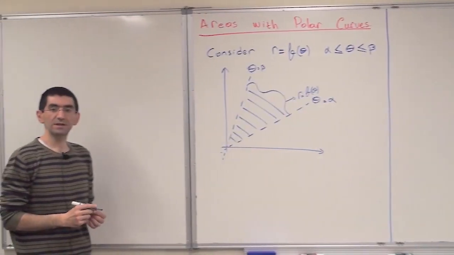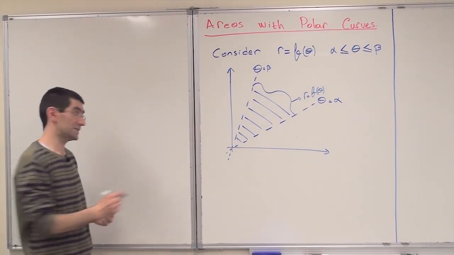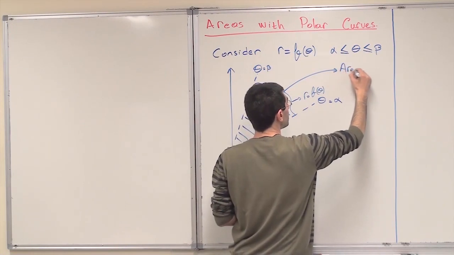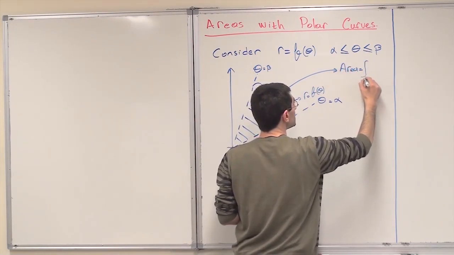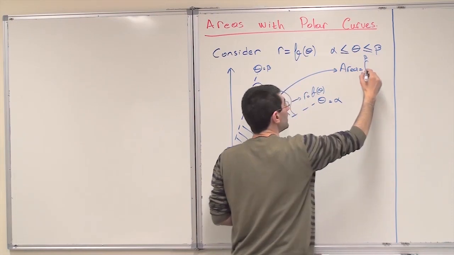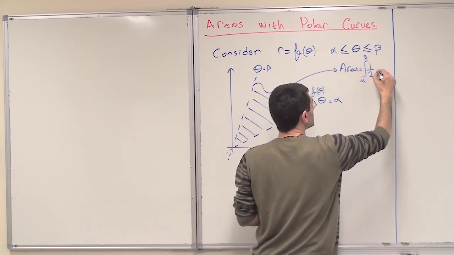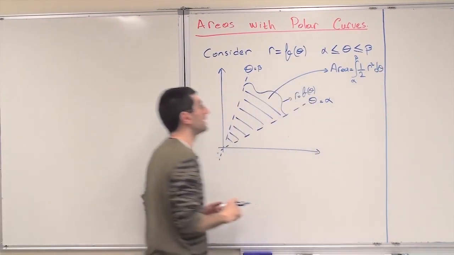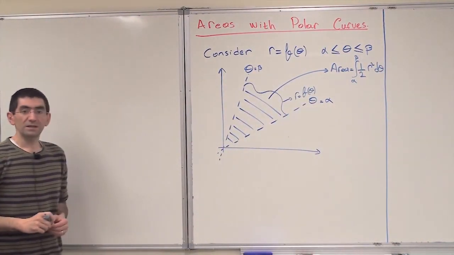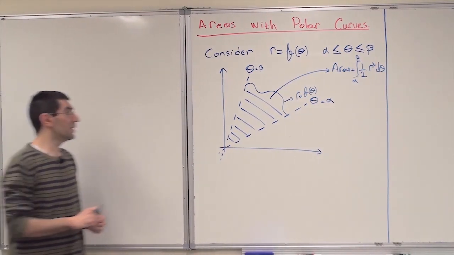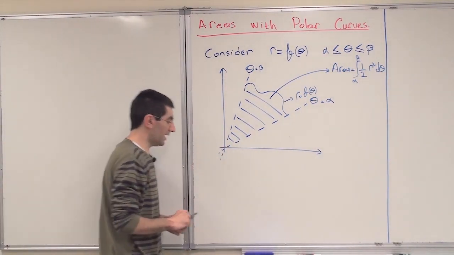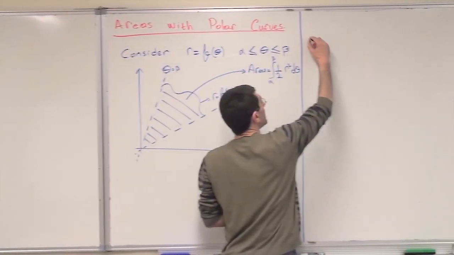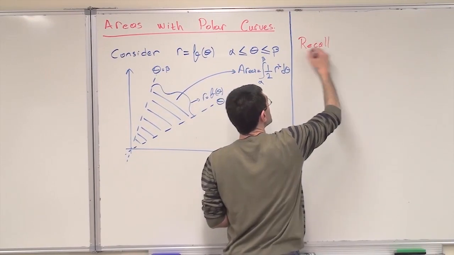Now, the formula that helps us to calculate this area is the following. Integral from alpha to beta of 1 over 2 r squared d theta. Now, let me say a few words about how we obtain this formula, and for that I need to recall some simple facts about circles.